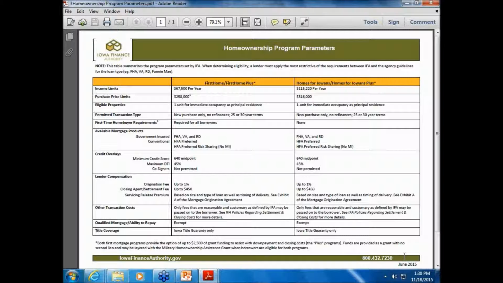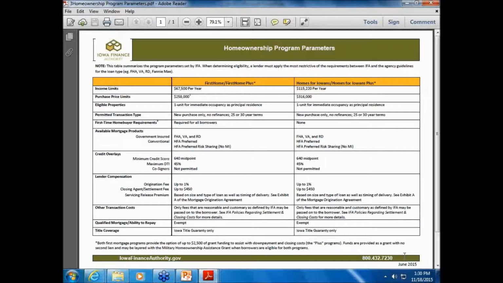First-time homebuyer requirements, they do apply, but only to our First Home and First Home Plus programs. They will apply also with Take Credit, but as I said, we'll be getting into that in January, so it's not really relevant at this moment. But first-time homebuyer requirements are defined as not having owned a primary residence within the last 3 years. So there's a certain way we would verify that as well, and I'll get into that later. But there is no such requirement for the Homes for Iowans program.